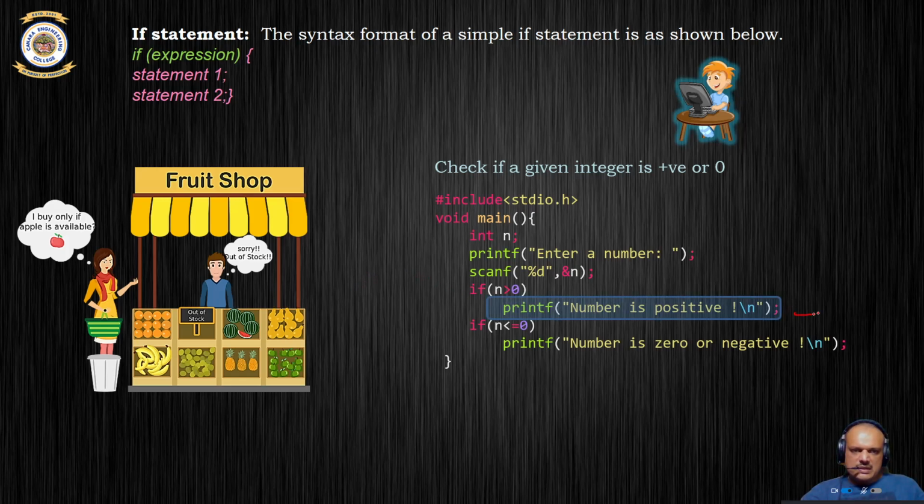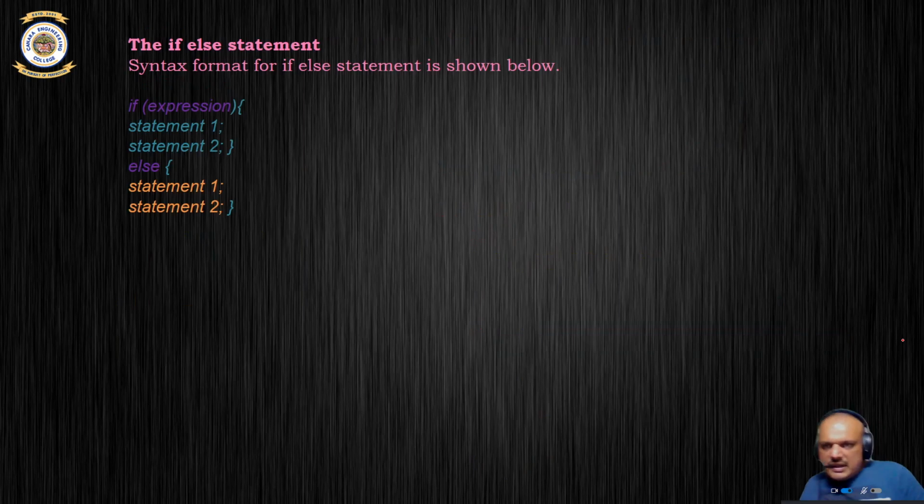If n is 0, this gets executed. If n is greater than 0, this gets executed. If n is negative or equal to 0, that comes into the picture. Okay, and I hope that you have got the concept of the if loop. Okay, then we have the if else statement. So the if part remains as it is. Only thing that gets added is the else part.